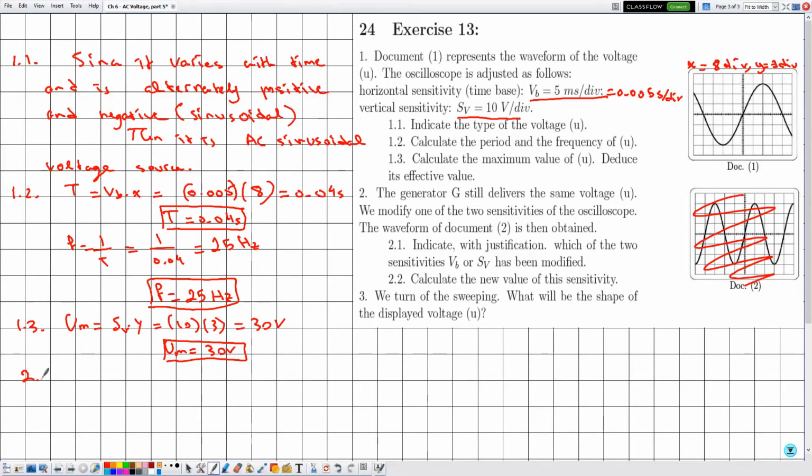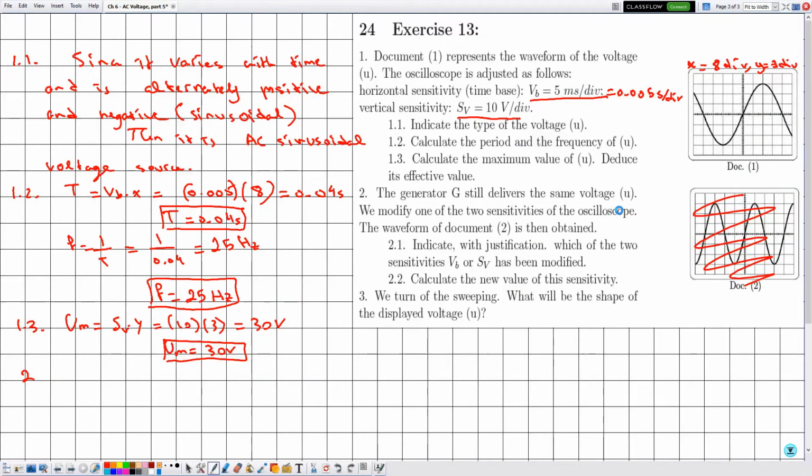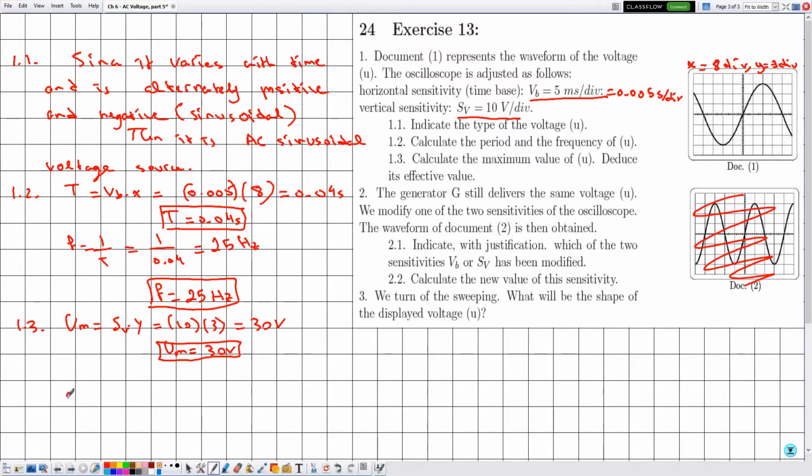Now part 2, they are telling me the generator G still delivers the same voltage. Sorry, we didn't deduce the effective voltage. Okay. So now they are telling me to deduce its effective voltage. So U effective can be deduced from UM because it's given by UM divided by radical 2. Now the value of UM is 30 divided by radical 2. Notice that the numerical value of radical 2 is not given, or the decimal value. Now plugging this on the calculator, U effective is given by 21.21 volts. Okay.